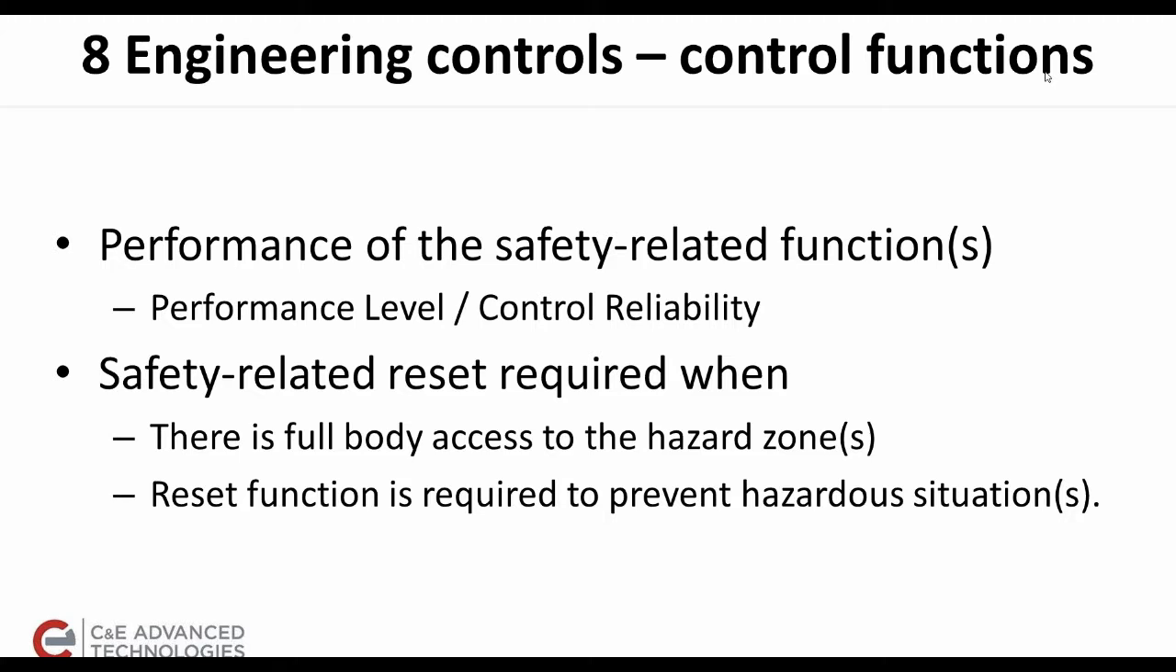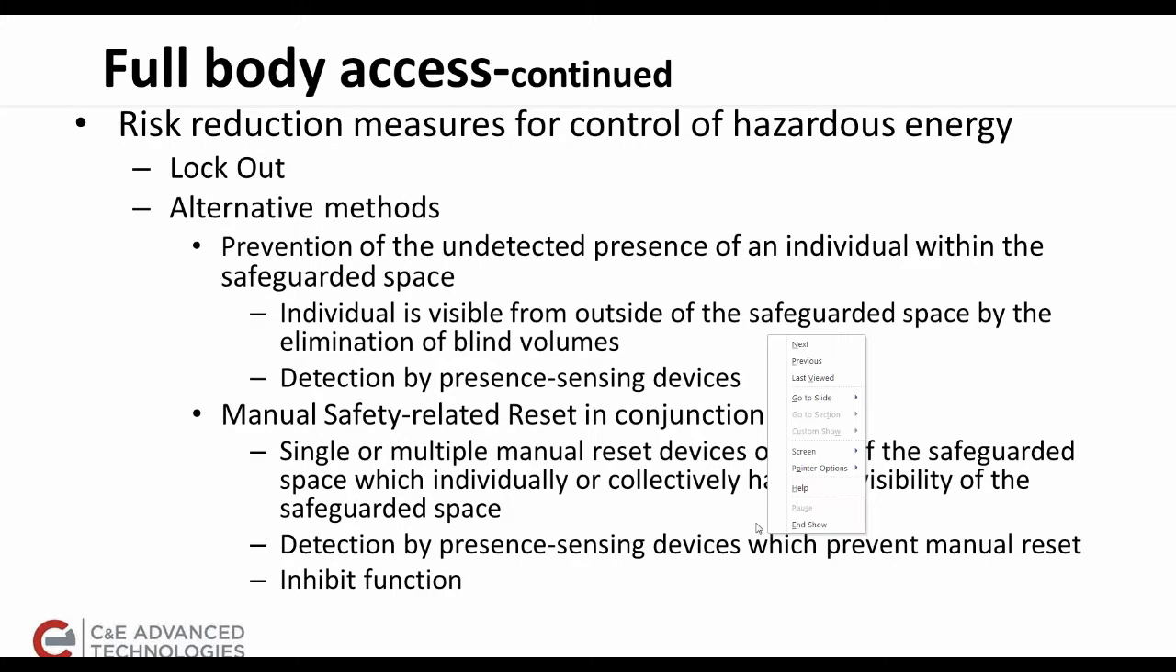The next clause is engineering controls functions. Again, the introduction is on the performance level, what we used to call control reliability. It discusses briefly what occurs to the safety function when there is a failure to danger of one of the components. What are the results on the total safety function? Also talks about the performance of safety-related resets, which are required when full body access to the hazard is available, or there is a need to prevent hazardous situations by controlling when they can be initiated.